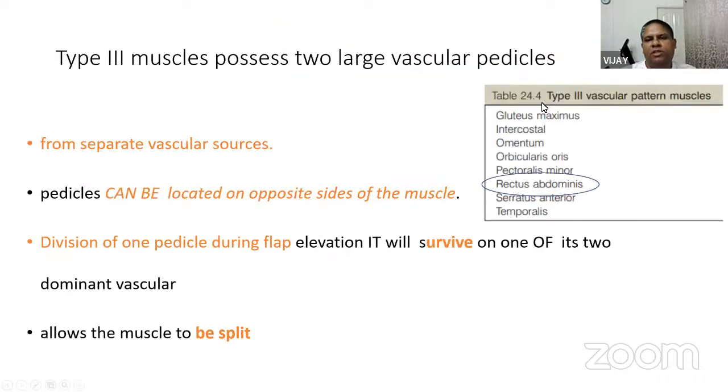Type 3 muscles possess two large vascular pedicles. Rectus abdominis is an important example. Also, the gluteus maximus and temporalis muscle are two other important examples. They can be located on the opposite side of the muscle or the same side of the muscle. Division of one pedicle during the elevation will allow the entire muscle to survive. Even if one pedicle is divided, it will survive on the other pedicle. Therefore, the advantage is it also allows us to split the muscle.